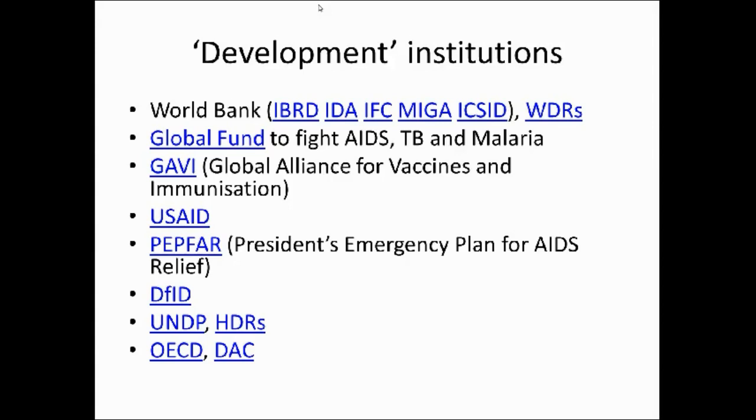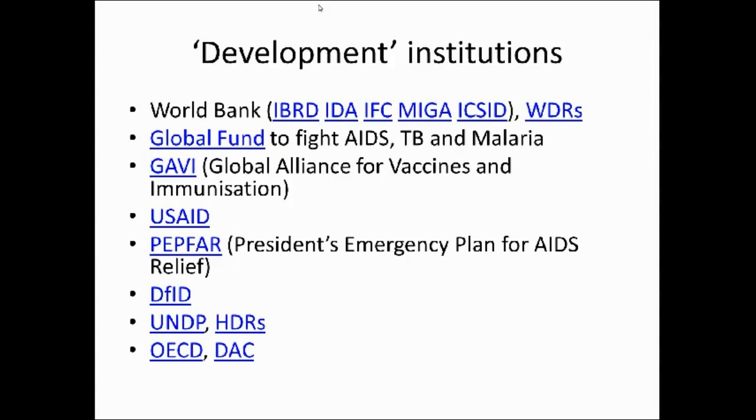PEPFAR is restricted by Act of Congress in respect of its collaboration with other agencies. And so when you look at these ideas about swaps, sector-wide approaches and collaboration of that sort, PEPFAR is quite restricted in the degree to which it can do that.